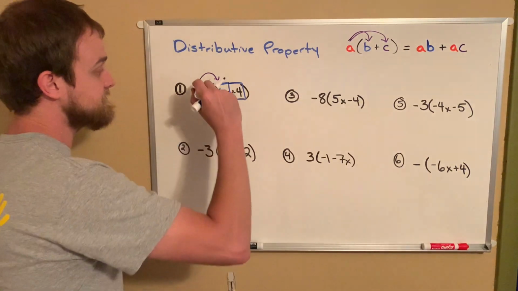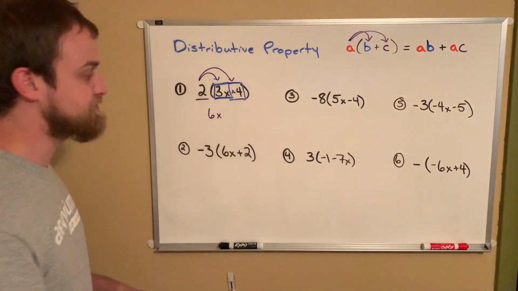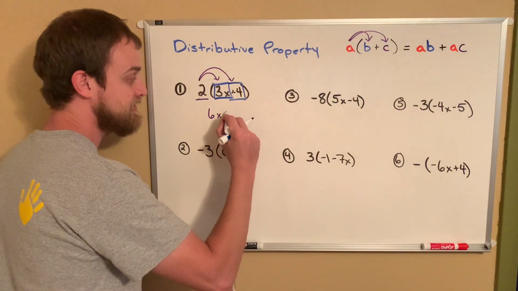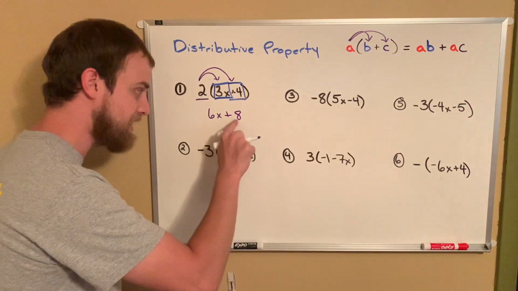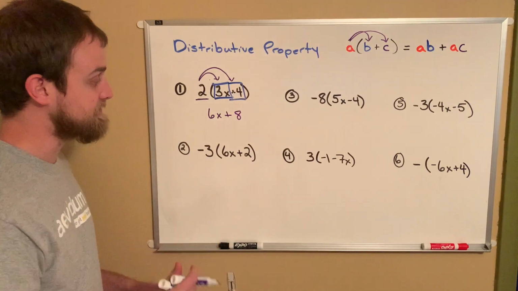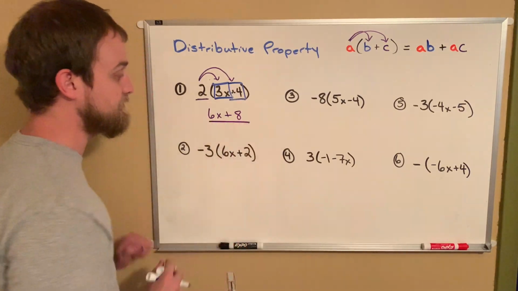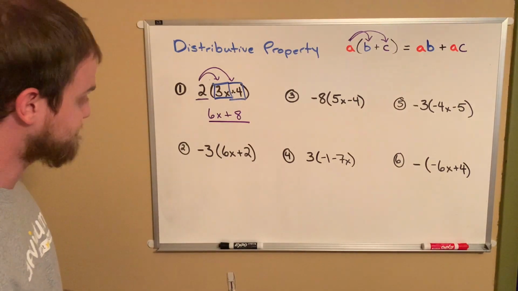So from here, I'll do 2 times positive 4. Well, 2 times positive 4 is positive 8. So when I go to write that, I'm going to write plus 8 to represent positive 8. These are not like terms, so that means we're actually done. This is our answer, if you will. It's simplified, and we use distributive property to do that.